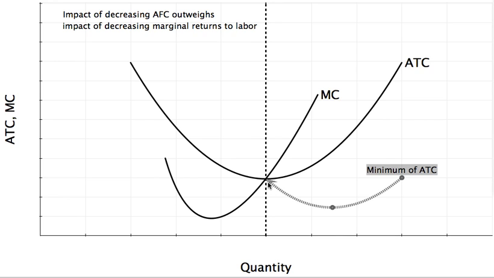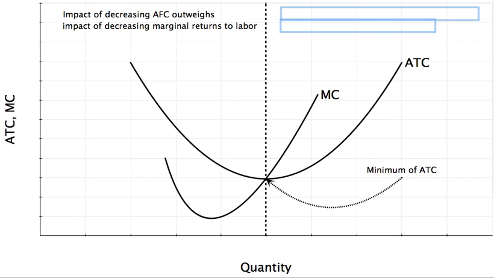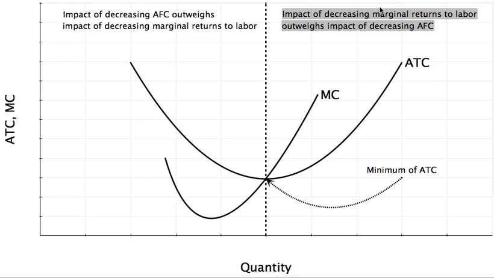Once we hit the minimum of the average total cost curve, we end up seeing the opposite happening. We see that the impact of decreasing marginal returns to labor outweighs the impact of decreasing average fixed costs. Remember, the greater Q gets, average fixed cost gets closer and closer to zero, but at those higher levels of output, the decreases in average fixed cost get smaller and smaller. So the benefits of spreading those costs out over greater units become less and less at higher levels of output. We have decreasing benefits from those decreasing average fixed costs, but then decreasing marginal returns to labor start kicking in.